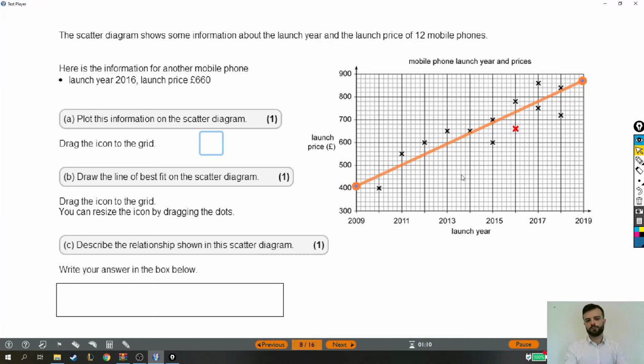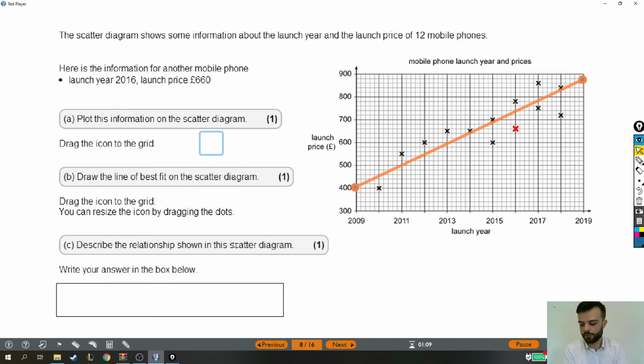People have in their head these rules about it's got to have as many points above as below, or it's got to go through the corner. Those things aren't true. All it has to do is represent the data as best as you can make it. And if you had it a bit steeper or a bit shallower, it's probably fine, just as long as it represents the data. So I think that's okay. I think that's all right. So we've drawn the line of best fit.